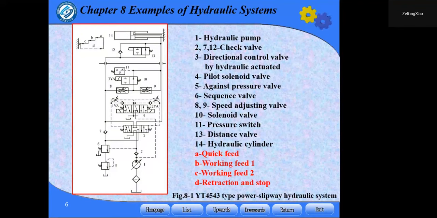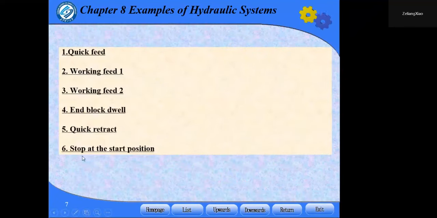The system pressure in this case is quite low because the pump is unloaded, and the output flow reaches the last point, causing the slipway to retract rapidly. The slipway stops at the start position. When it returns to the start position, the distance switch is pressed by a block and 1Y, 2Y, 3Y are released. Valve 4 and valve 3 return to their original position. Then the slipway stops.